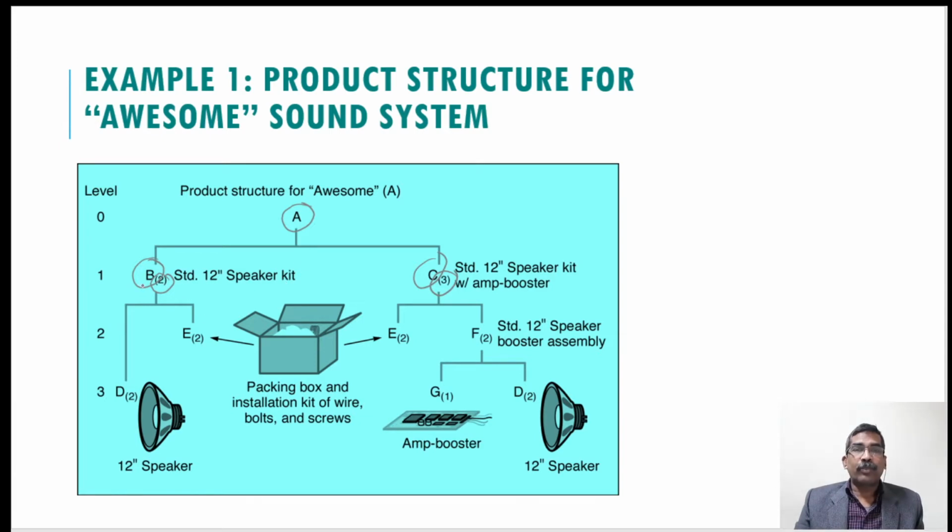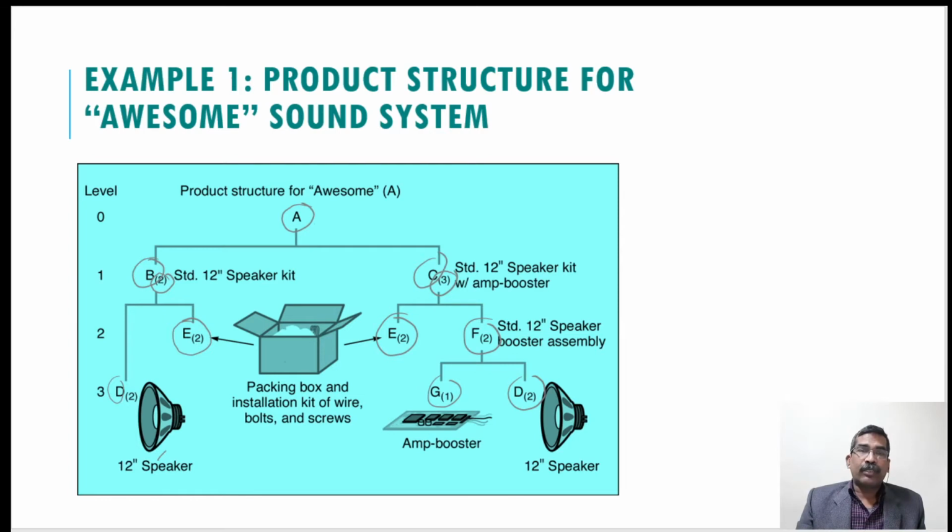Now for one set of B, there will be a requirement of two components of E. E indicates the packaging box, and two components of D, and D indicates the 12-inch speaker. Similarly, for one sub-assembly C, there will be a requirement of two components of A and two components of E and two components of F. And F consists of one component of G, that is the amplifier booster, and two components of D, that is the 12-inch speaker.